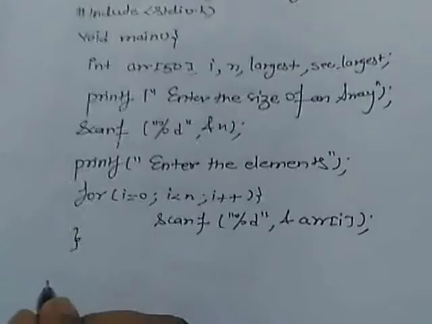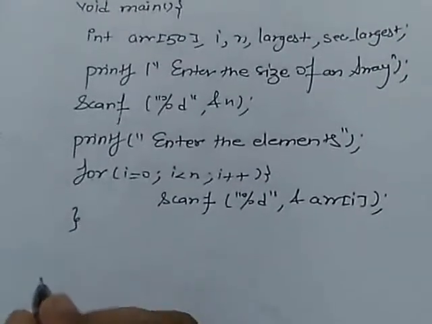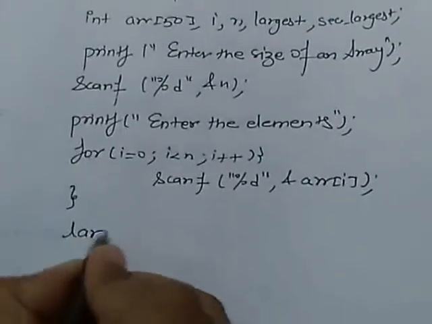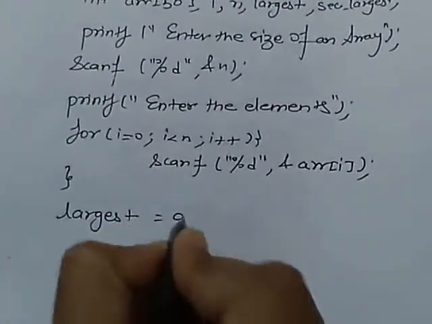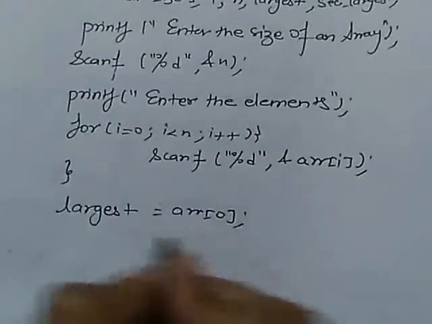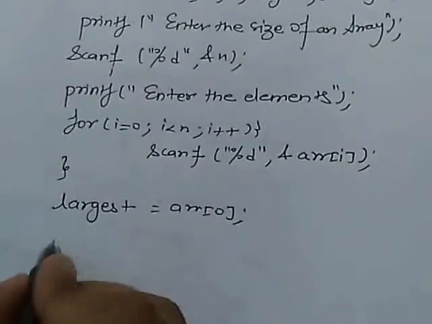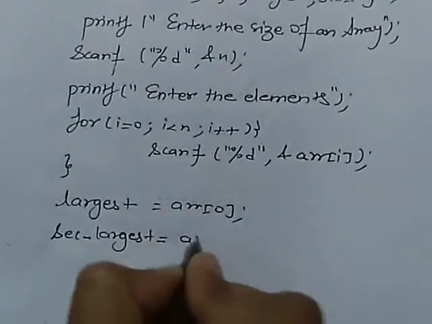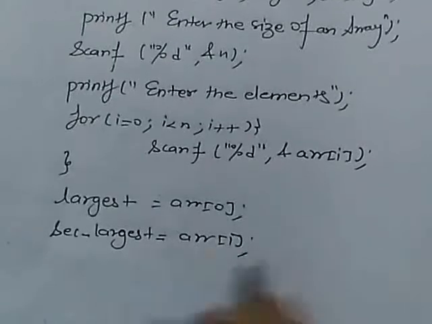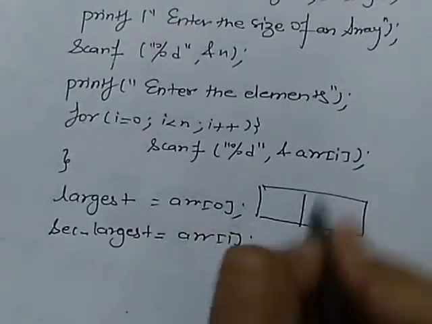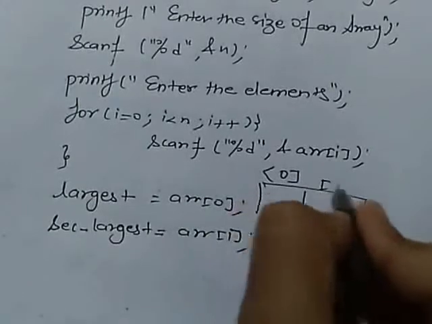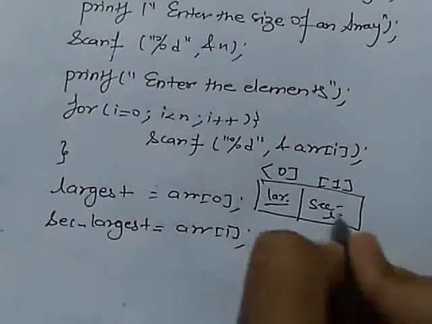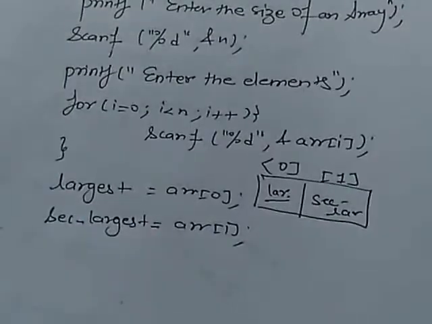Now let us take the logic to print out the largest and the second largest element. First, we take the largest element to be at the first position, that is the 0th element, and the second largest to be the element at the second position. Suppose we have this array, so this is index number 0 and this is index number 1. This is our largest element and this is our second largest element, as we have supposed here.